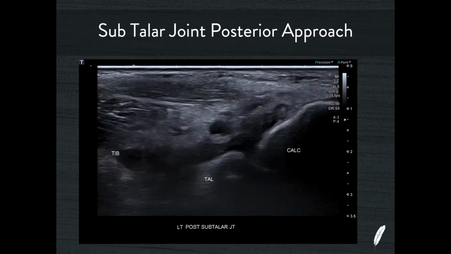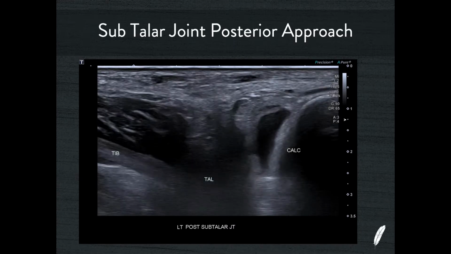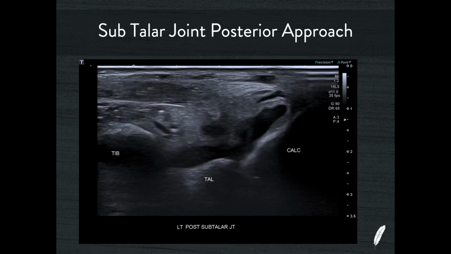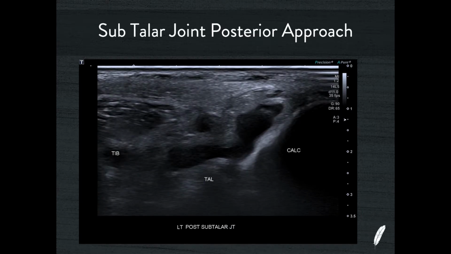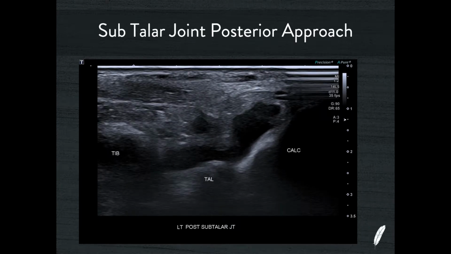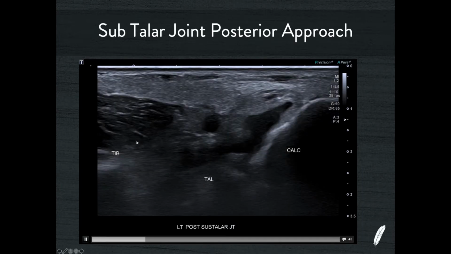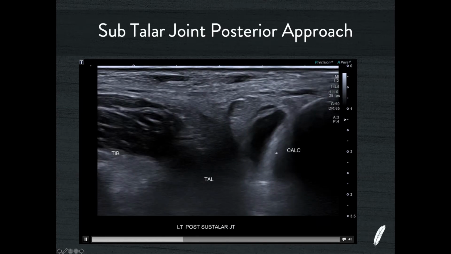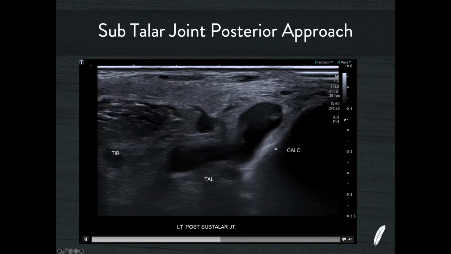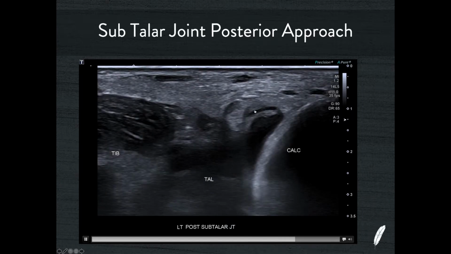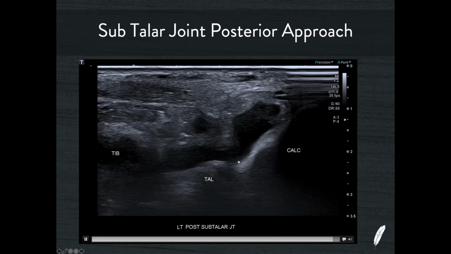We can also look at the subtalar joint from a posterior approach. So what I've done now is I've laid the patient prone, and then I bring the transducer in just slightly lateral to the Achilles tendon, and I angle it back towards the midline in the sagittal plane, and I see three bones. I see the tibia, the talus, and the calcaneum. Now, of course, the subtalar joint is the articulation between the talus and the calcaneum, and you can see there's a large effusion coming out of this subtalar joint.